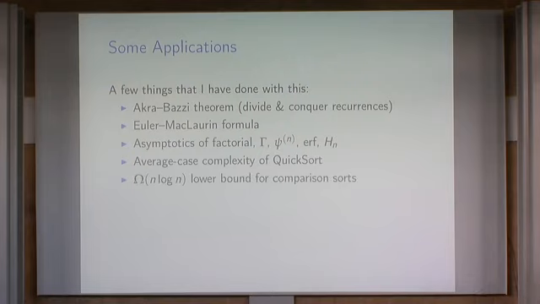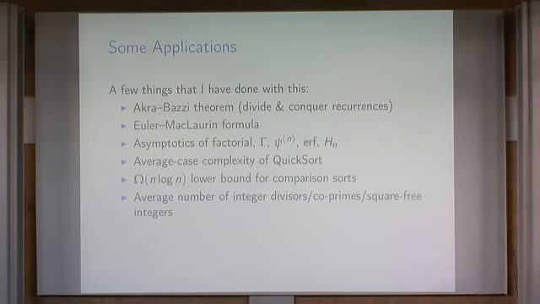And also I showed the lower bound, that any sorting algorithm that relies on comparisons requires big omega of n log n. I mean, these are not difficult results in a way. These were just kind of proofs of concept to show that the library I developed can handle these things and can work with them quite well.